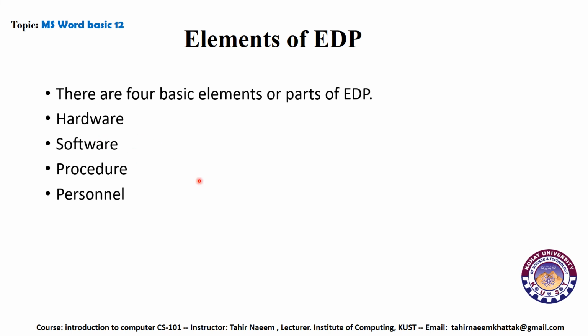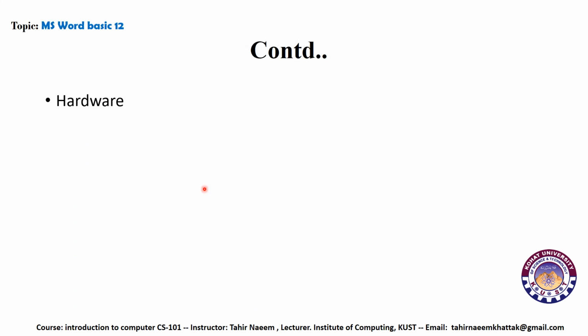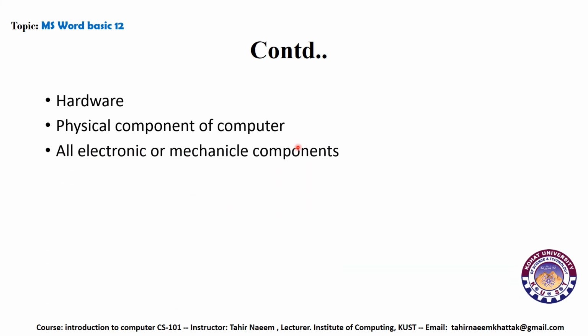Hardware is basically the physical component of a computer, like the hard disk and monitor. Anything which we can touch is called a physical component, and it is called hardware. Even the wires can be considered hardware. Electronic or mechanical components of a computer are called hardware, like the keyboard, CPU, and monitor.